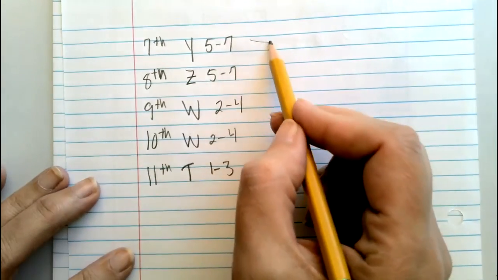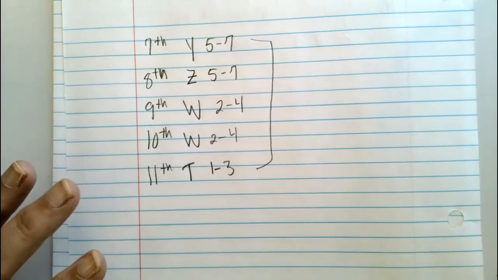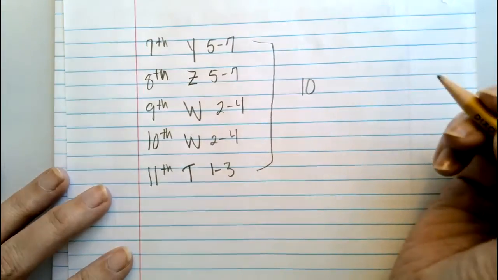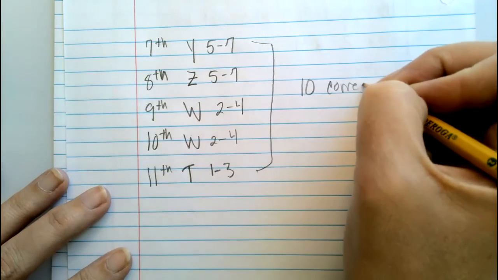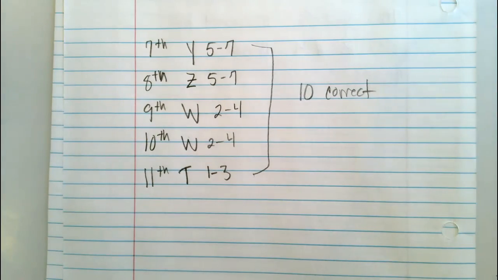Now, again, when we talk about how many of these should we do, ideally, we would complete 10 correct. Okay, a little bit less is okay. A little bit more is definitely better, but ideally 10 correct.